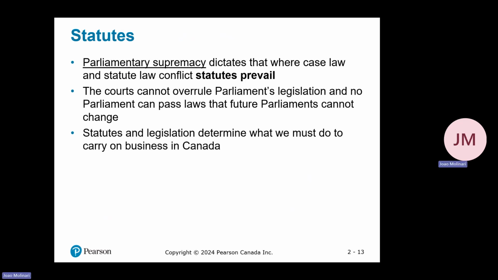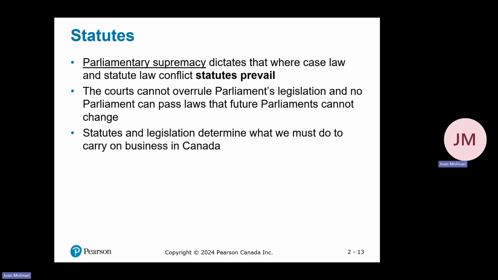Have you ever heard of statute law before? So statute is the law that comes from parliament. Parliament at the federal level is based in Ottawa, but it could also be the provincial assembly, which would also be statute. So statutes are also part of the common law system, and we'll look at statutes in detail a little later, but for now, we should know this concept called parliamentary supremacy. Parliamentary supremacy says that if statute law, law passed by the politicians, conflicts with case law, statute law will prevail.